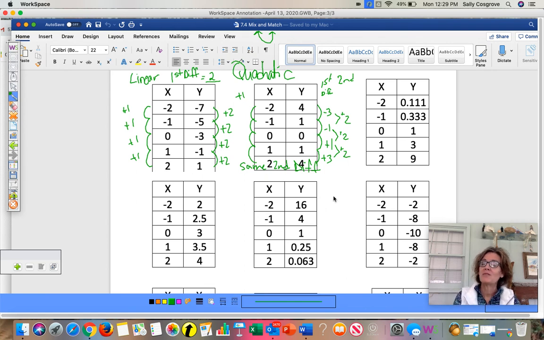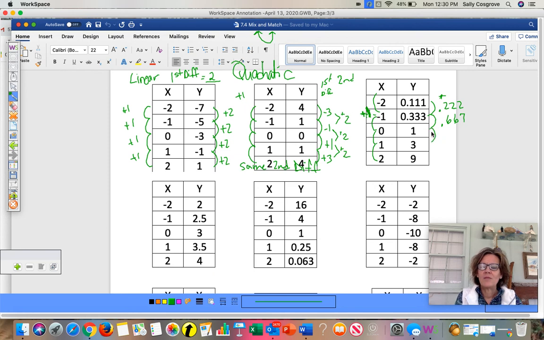Okay, let's look at the third table. What do we notice? Well, we notice the x values are increasing by 1 again. Each time, +1. What are the y values doing? Oh, man. 0.111 to 0.333. When I subtract those, you know what we get? 0.222. Okay. From 0.333 to 1. When I subtract those, you know what we get? 0.667.